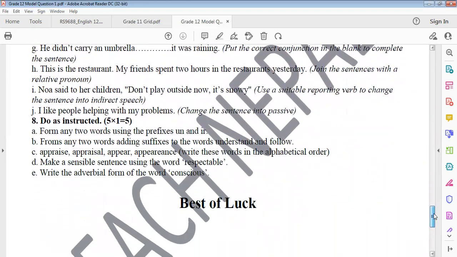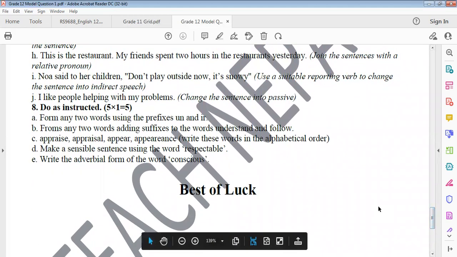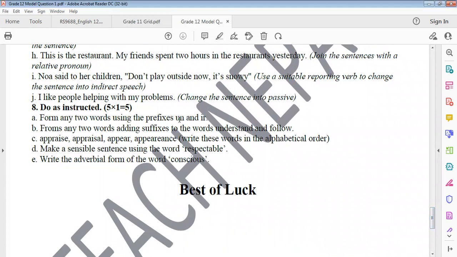Number 8, you have been given the vocabulary task. Form any two words using the prefixes un and ir. You have to form the two words like un plus necessary, unnecessary. You can write in this way. Ir plus relevant, irrelevant. All right.